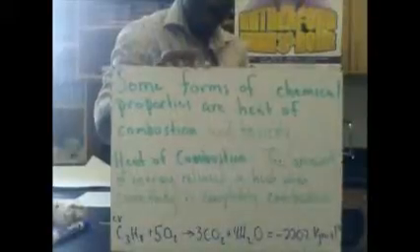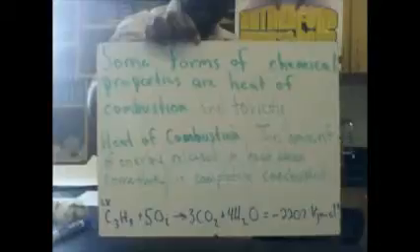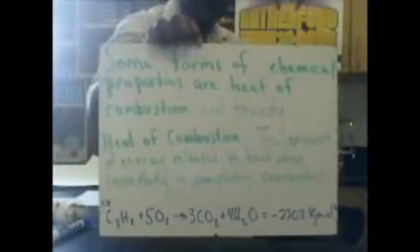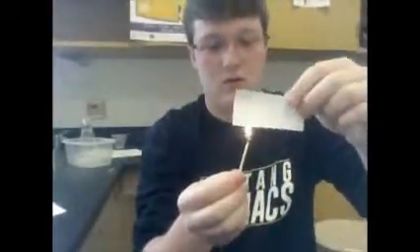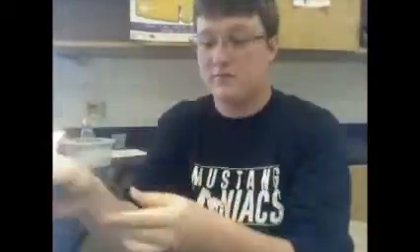As you can see at the bottom, there's a formula. C3H8 plus 5O2 turns into 3CO2 plus 4H2O, which is equal to negative 2,202 kilojoules per mole. Like Najee already said, a form of chemical change is flammability. This paper is on fire.